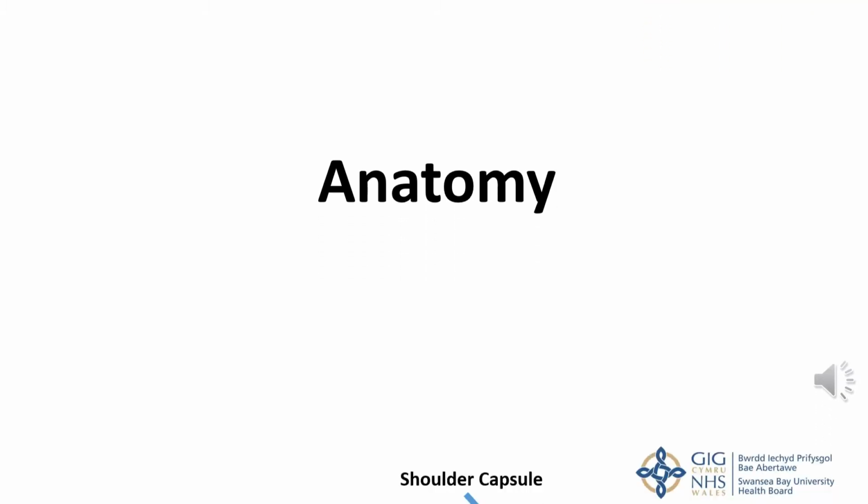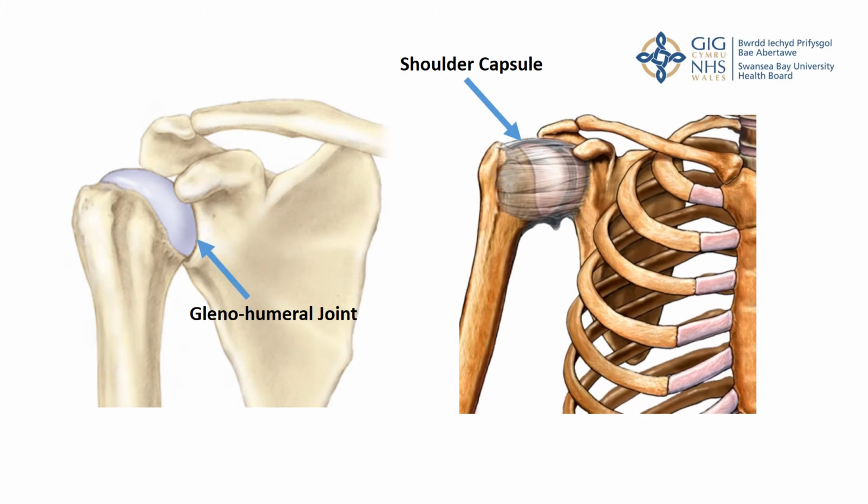We are just going to take a look at some of the basic anatomy of the shoulder, which may help with understanding the problem. The diagram on the left shows the basic anatomy of the right shoulder. The arrow in this diagram shows the glenohumeral joint. The glenohumeral joint is a ball and socket joint which allows for greater movement and function of the arm.